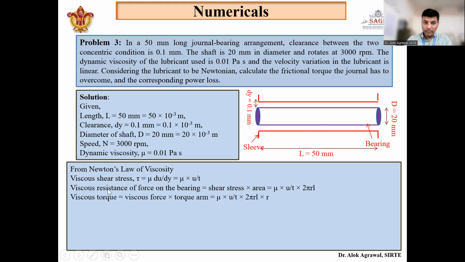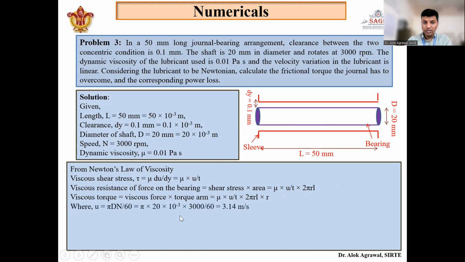Now we have force. So what will be the torque? Torque will be the force into distance. So it is rotating about its center. This shaft is rotating about its center. So what will be the arm length or torque arm? D by 2, that is radius. So viscous torque will be viscous force, that is mu into u by t, 2 pi r L, into r.